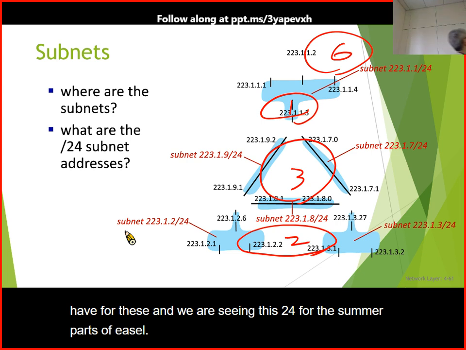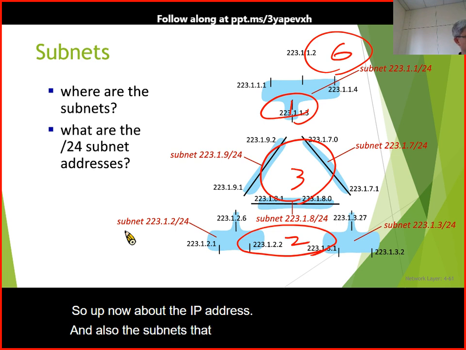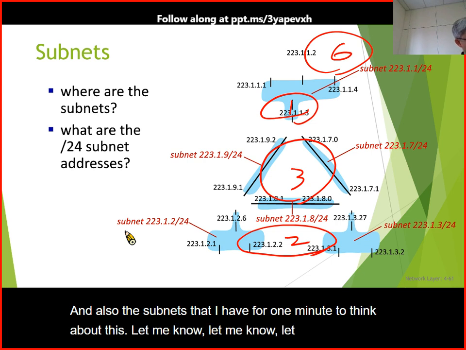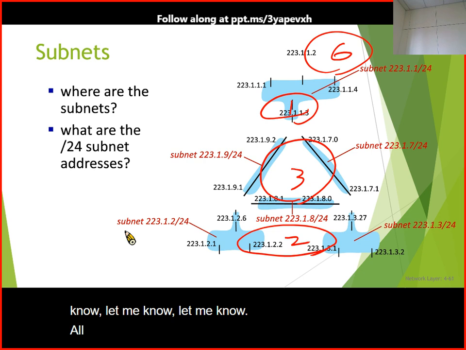So up to now, about the IP address, we have a subnet part and a host part, and also the subnets. You have 1 minute to think about this. If any question, you can let me know. Alright, so you are allowed to discuss with your neighbors. Okay. Currently, the subnet part 24 is a given value.